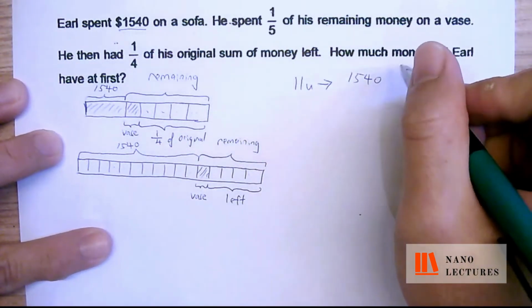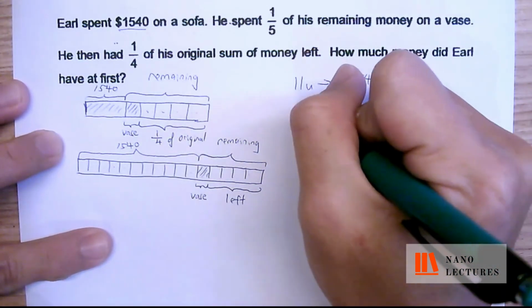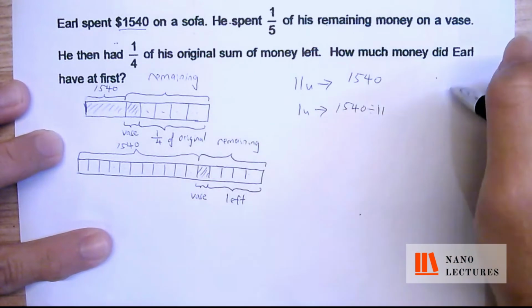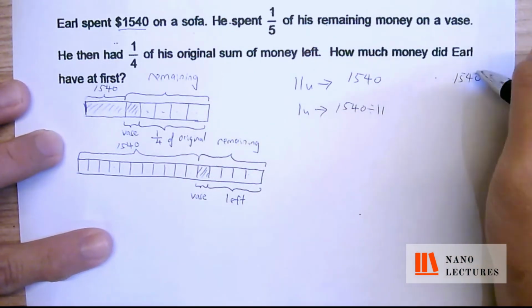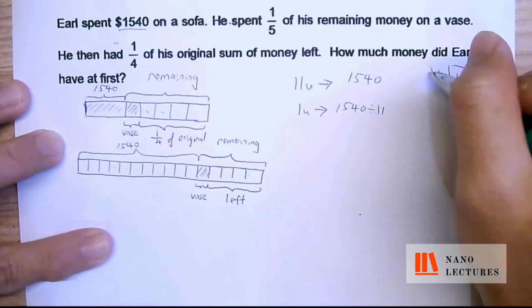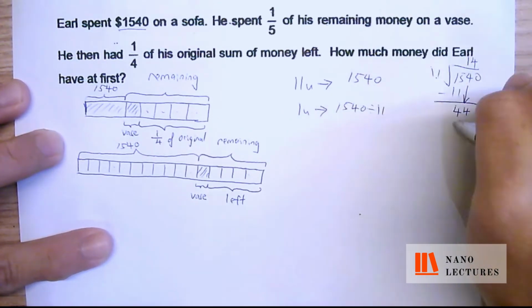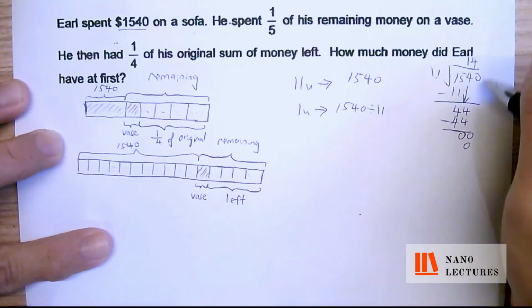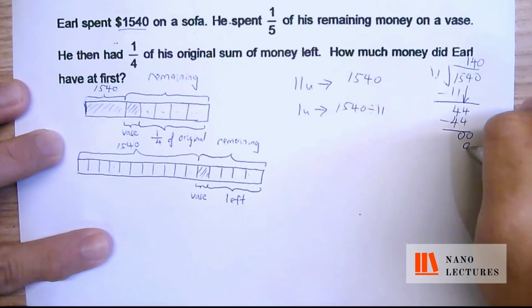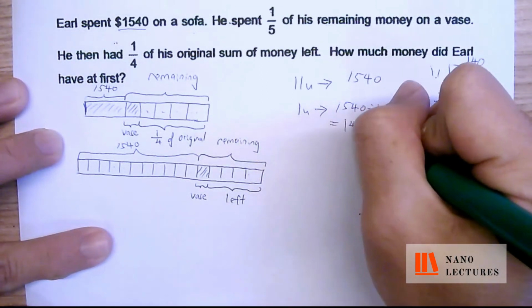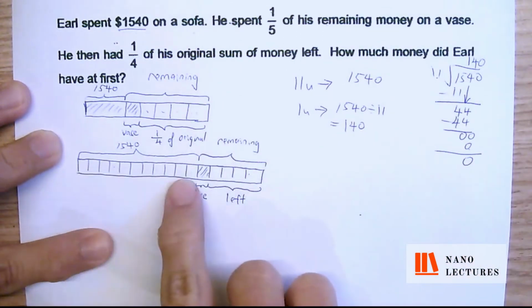As per usual, just go and find 1 unit. It will be 1,540 divided by 11. Long division, 1,540 divided by 11. That will give us 1 times 11, 11. 15 minus 11 will be 4. Bring down your 4. 4 times 11 will give us 44. And 44 minus 44 will be 0. 0 times 11 will be 0. So the answer is 140. So 1 unit is 140.